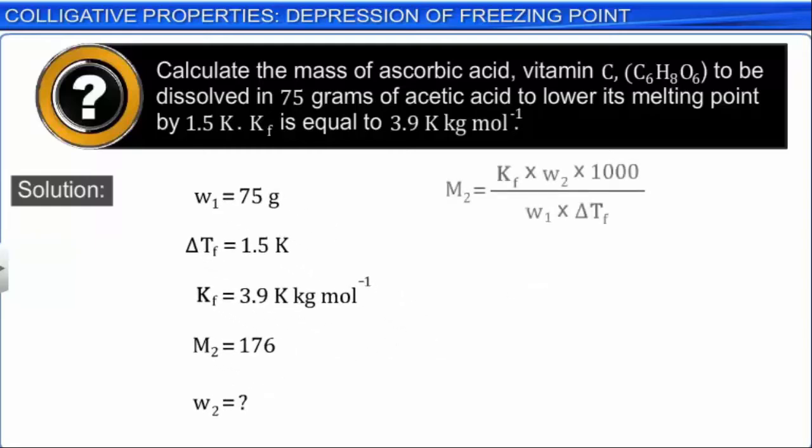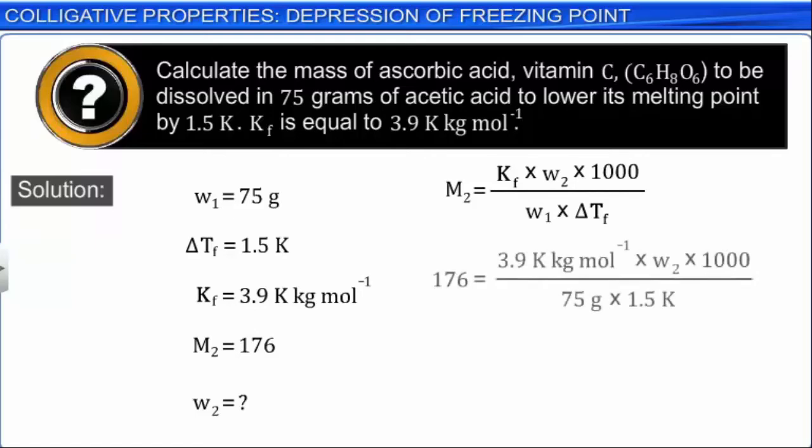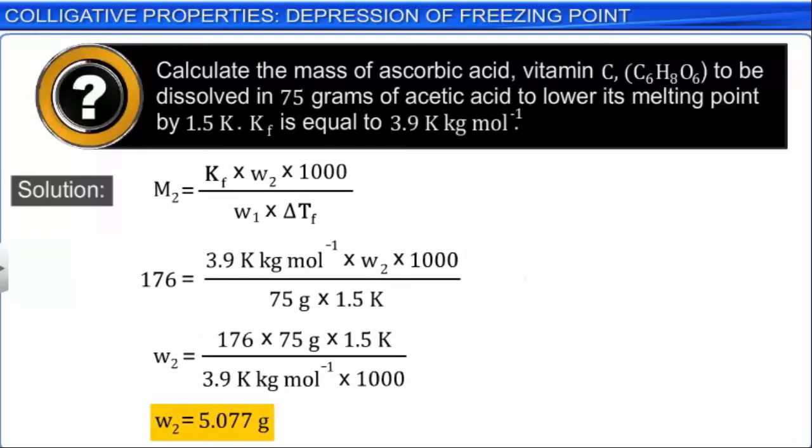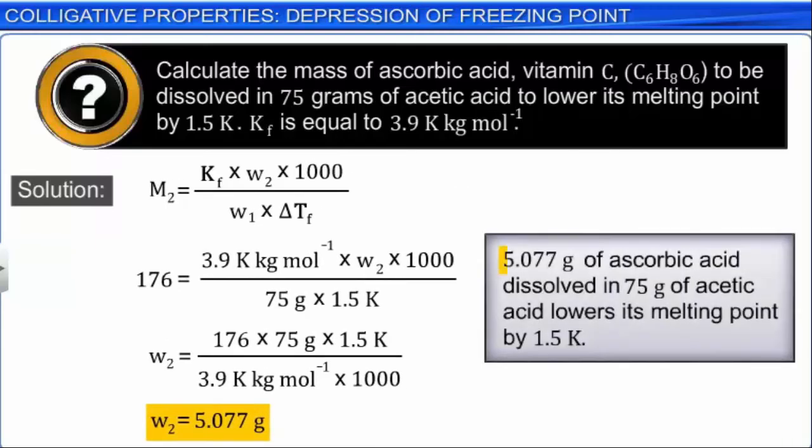Substituting the given values in the equation for depression of freezing point of a solvent and solving for W2, we get W2 is equal to 5.077 grams. That is, when 5.077 grams of ascorbic acid is dissolved in 75 grams of acetic acid, it lowers its melting point by 1.5 Kelvin.